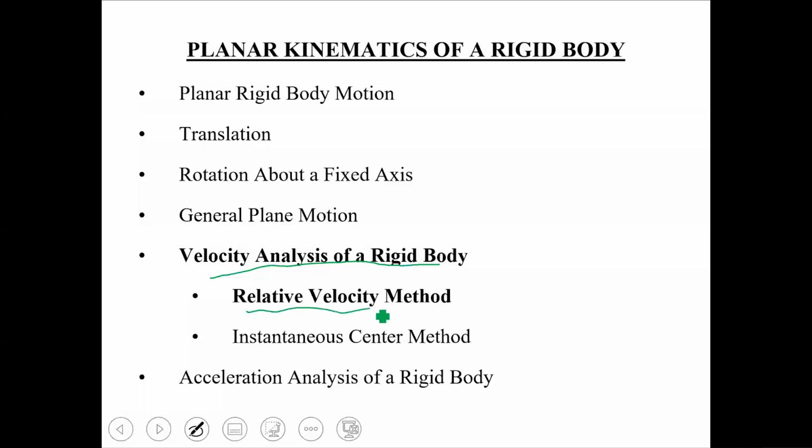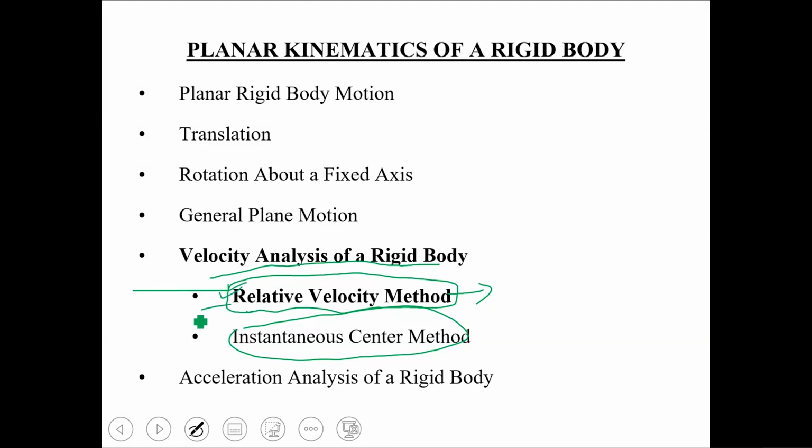The first one is the relative velocity method using the relative velocity equation, which we are going to continue. The second one is the instantaneous center method. Probably this week we won't get the time; next week, if we get time, we are going to go through this instantaneous center method as well. However, after completing this relative velocity method, we will directly move on to the acceleration analysis, and we are going to complete the acceleration analysis first. And then, if time permits, after that we will look at the instantaneous center method also.